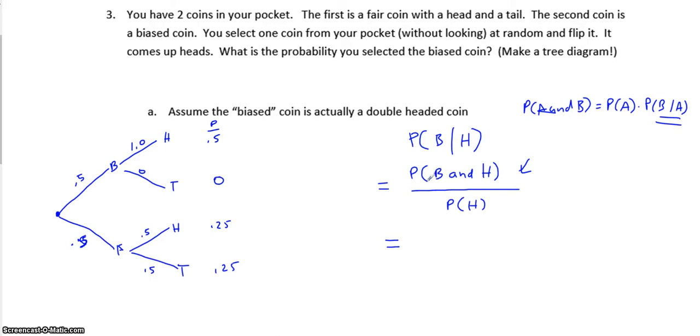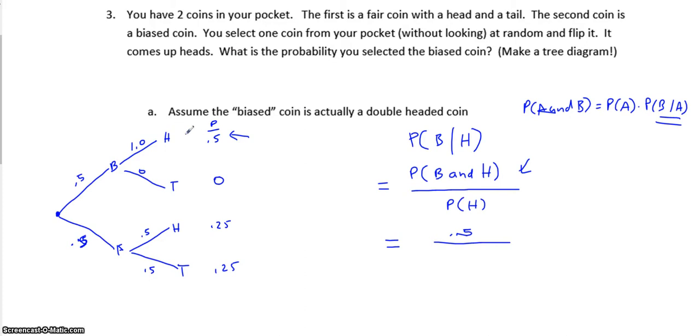So let's go ahead and finish this off. The probability that I picked the biased coin and flipped heads, well, what is that? We can get this right off our diagram here. The probability I picked the biased coin and flipped heads is that guy right there, 0.5. So 0.5 will be our numerator.